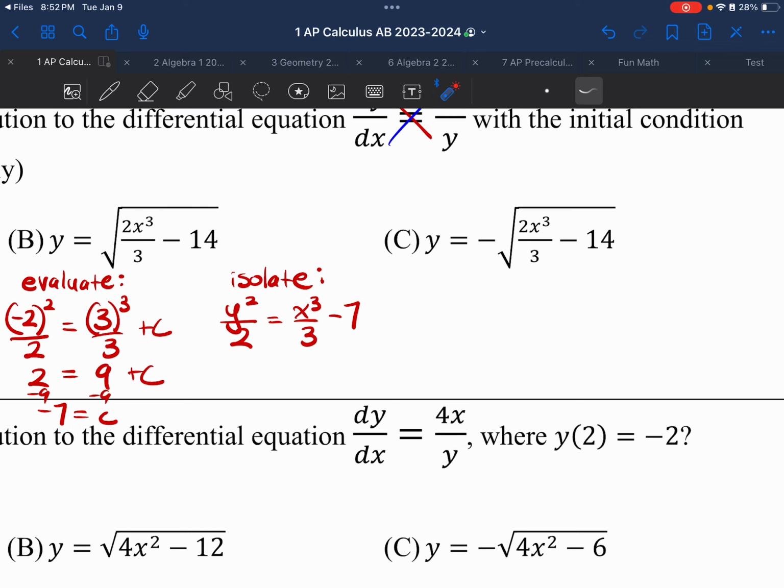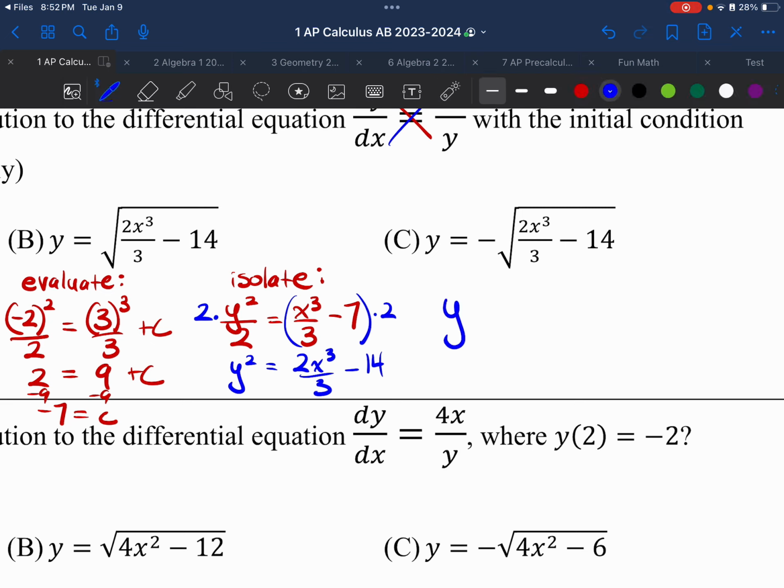So the first thing that I see is I can divide everything by 2. Or sorry, I need to get rid of this divided by 2. I need to multiply everything by 2. So I'm going to show my work here, multiply this entire side by 2, and I'm going to now get y squared by itself, which is going to be equal to 2x cubed over 3 minus, and then 7 times 2 is 14, so I'll say minus 14. Cool. And then finally, we just need to take the undoing of the square, and we need to square root.